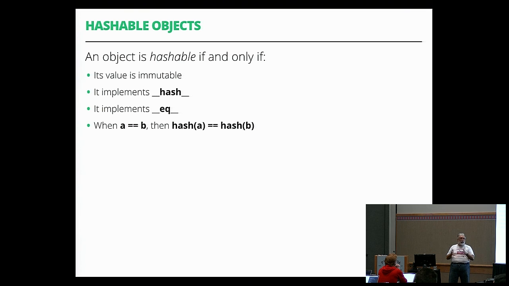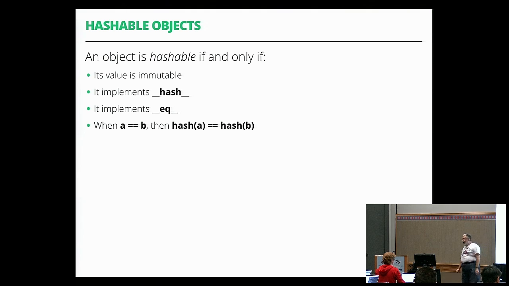Maybe they could check that and raise a type error if you try to put a mutable object inside of a tuple. But anyway, the value has to be immutable. The object has to implement dunder hash. It has to implement dunder EQ. And this must hold always: when two objects are equal, their hash is also equal.